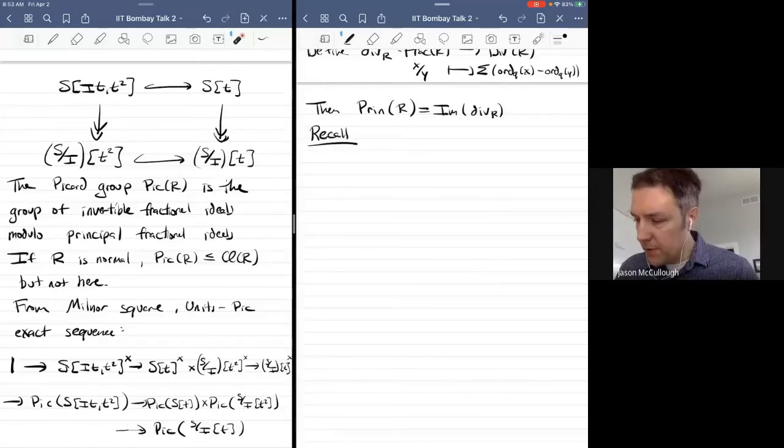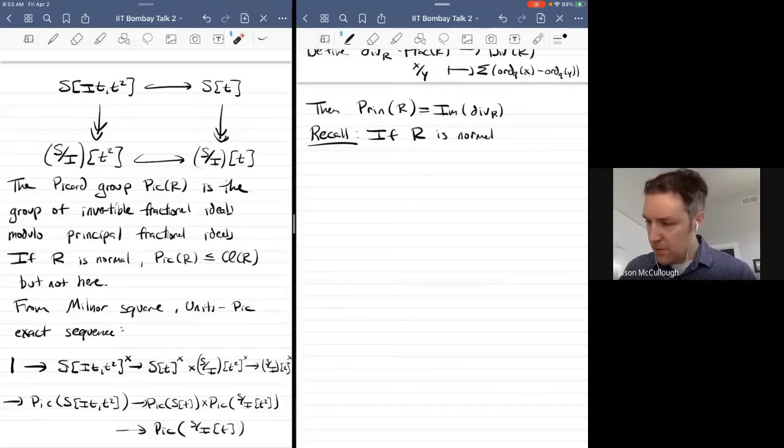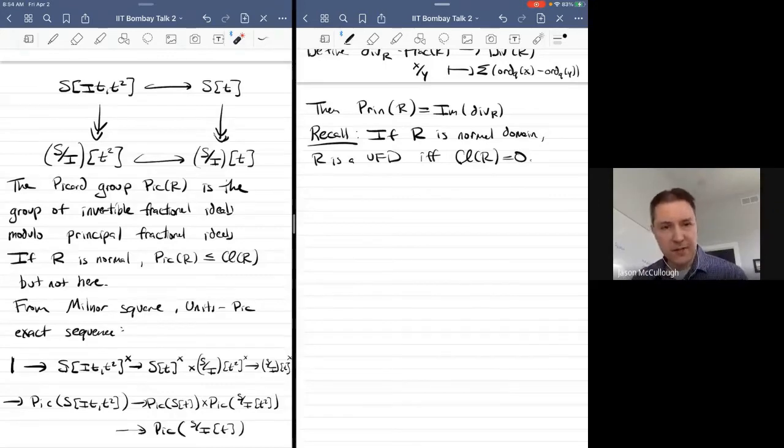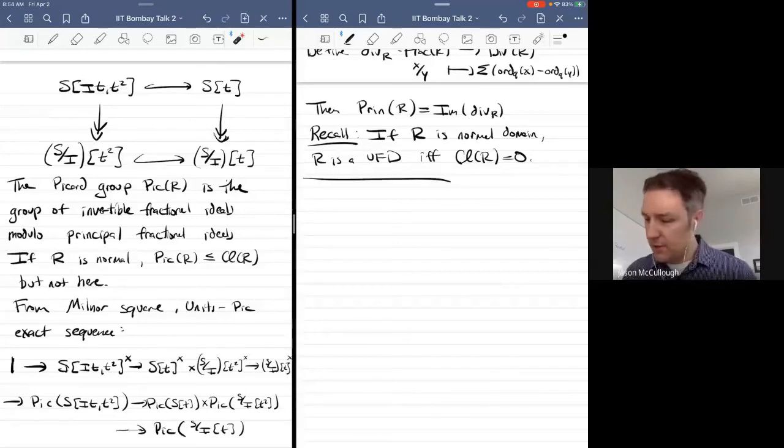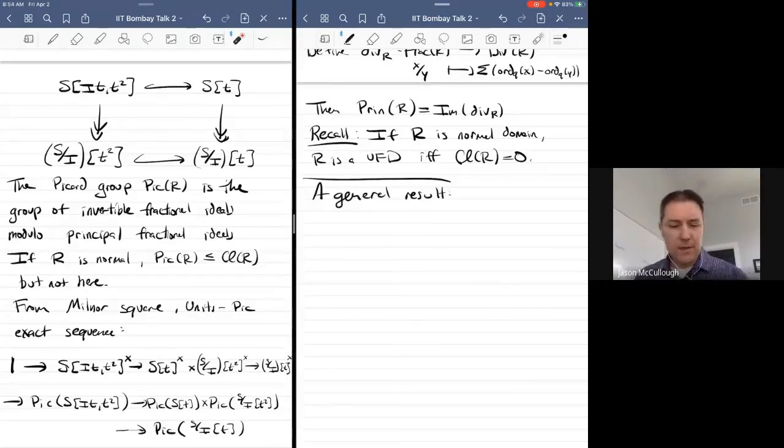Maybe I'll just remind you, one of the reasons you might care about class groups is that when you're normal, R is a UFD if and only if the class group vanishes. But again, in our setting, we're not necessarily normal, so I can't rely on this. But the most general result that will give us information about the class group of Rees-like algebras is the following. And this is something we suspect maybe will not be a surprise to the experts, but we could not find this in the literature anywhere.